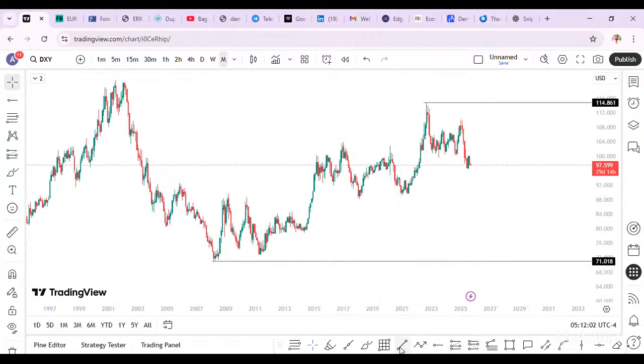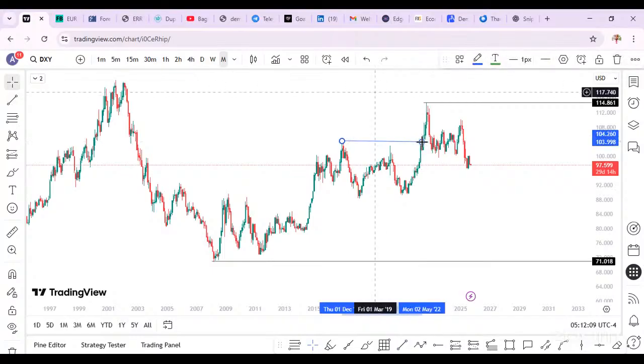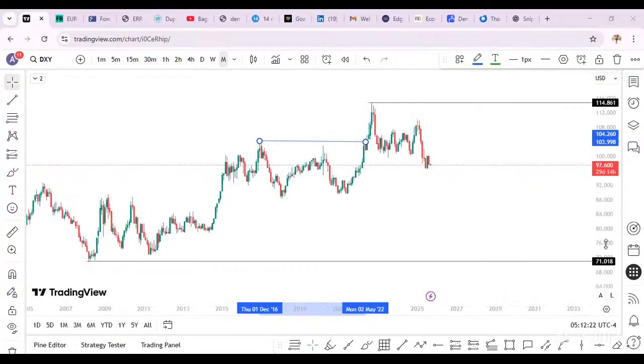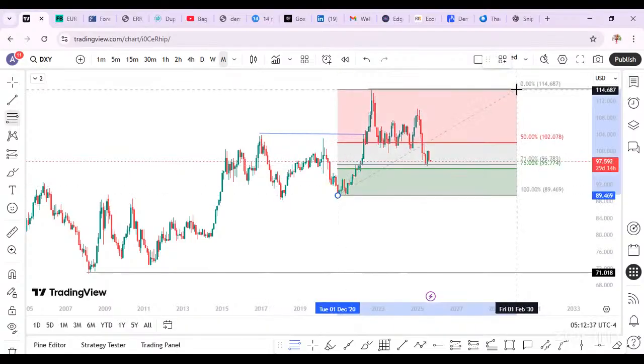And here we have our last monthly break of structure. So that is our monthly. Now we have break of structure, break of structure. These are the swing lows that caused that break of structure. So we look at that swing low, right? At discount.